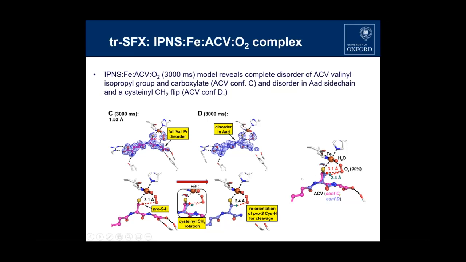This shows the superimposition of both. We first have a disorder of the complete valine isopropyl group, but then also a disorder of the carboxylate. We can also see that there is quite a lot of flexibility now in this carboxylate region, which is important for the next slides.